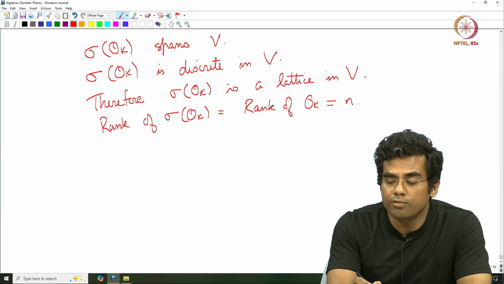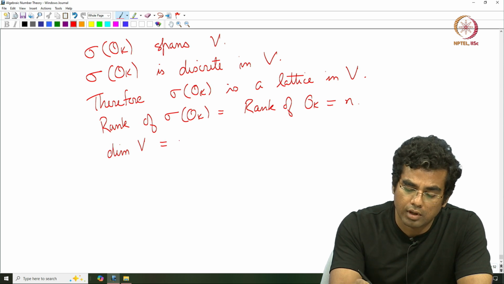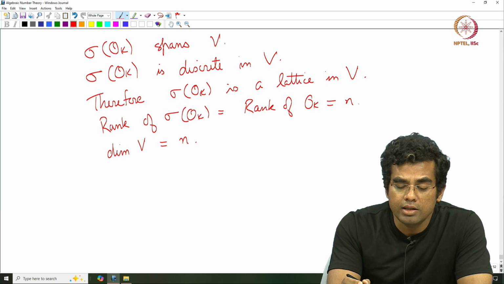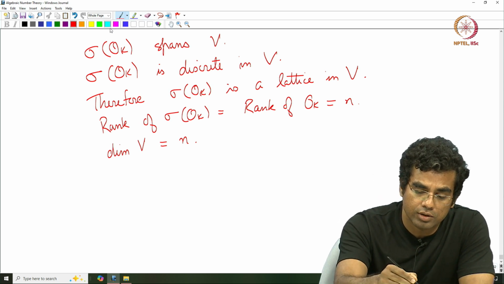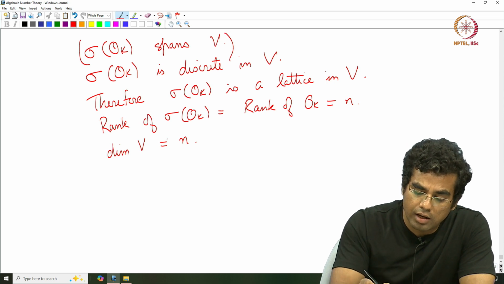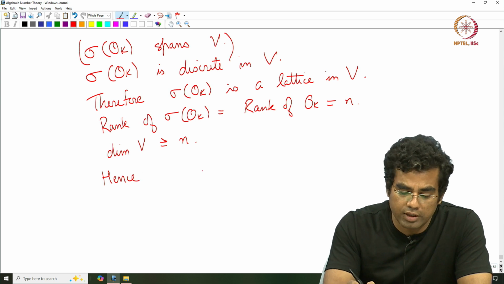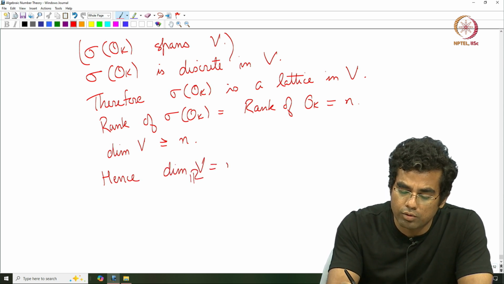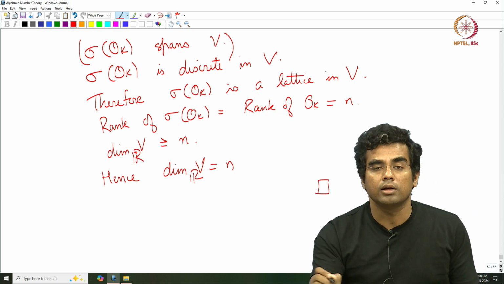And so, if sigma of OK is a lattice in V, we get that the dimension of V is equal to n, right. So, here I need not have proved this step, it is kind of redundant. So, let me put this in a bracket and write it as greater than or equal to, because we already proved that it is less than or equal to n. So, the dimension of V over R is equal to n. Okay. So, that proves our lemma.